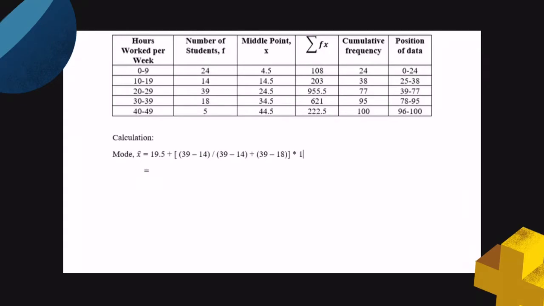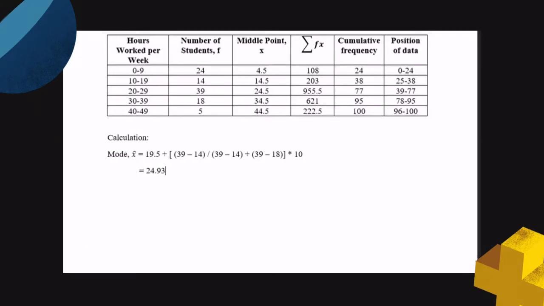Third step, we have to divide the answer from step 1 and 2. Step 4, the value from step 3 must be multiplied by 10, which is the width of the modal class. And the last step, add the lower boundary of the class that had the highest frequency.